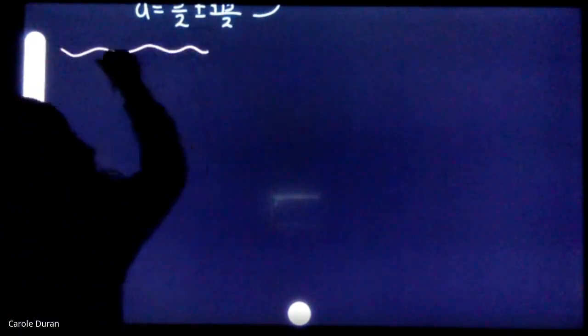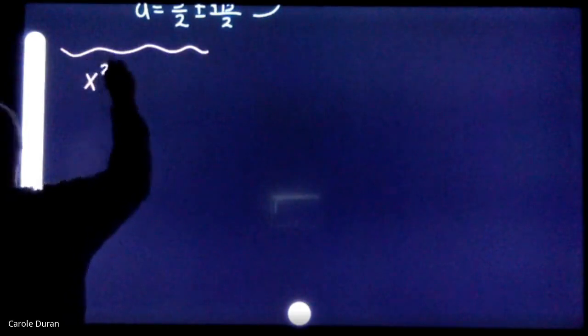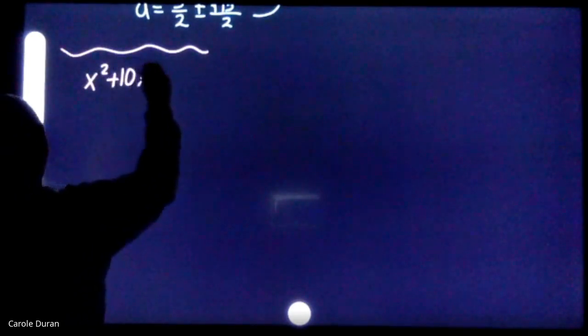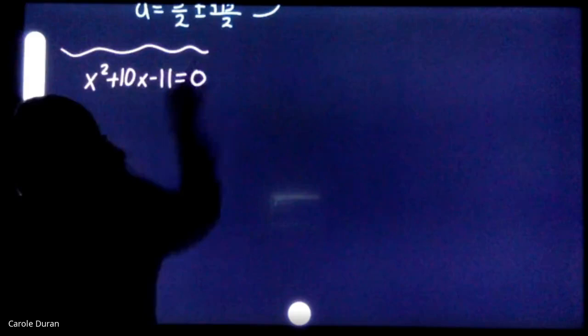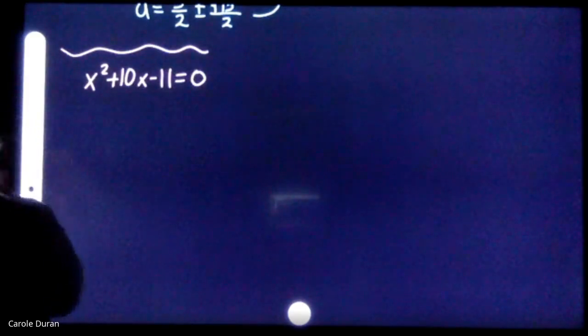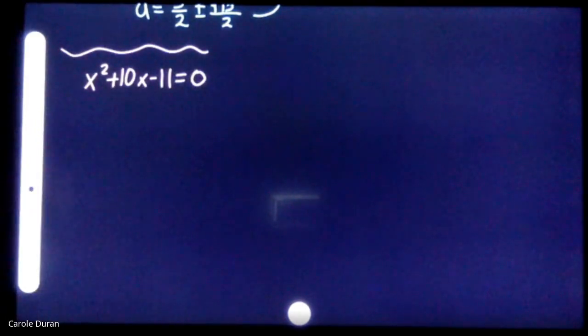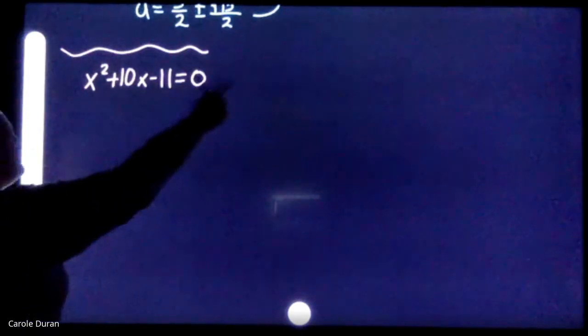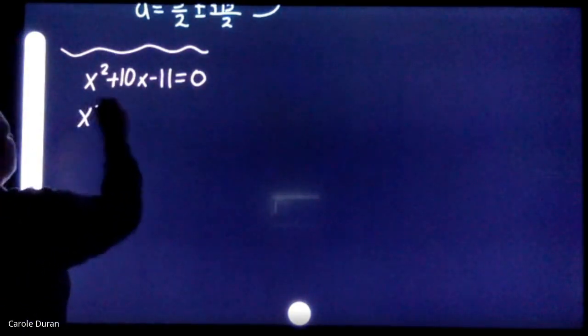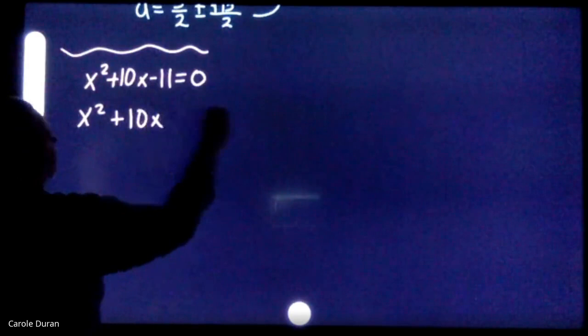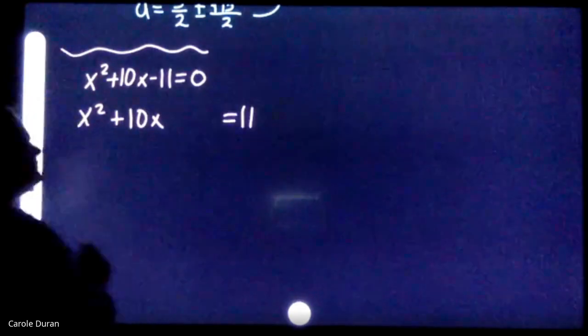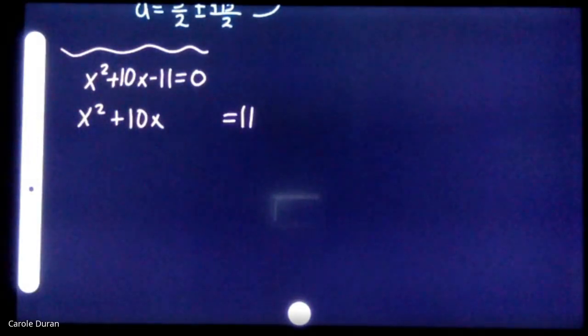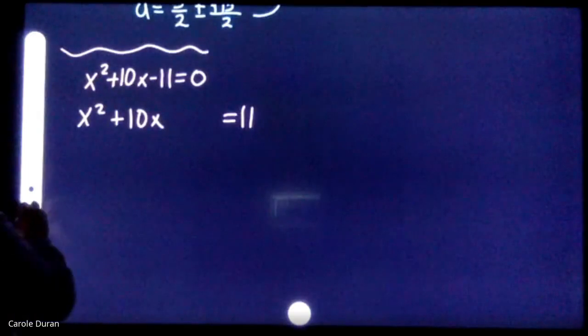My next example is going to be x squared plus 10x minus 11 equals 0. Everything's on the left-hand side, so I can go ahead and get started. There's nothing in front of my x squared, so I don't have to divide anything out. So my first move is to actually move the 11 over. Which then allows me to complete the square on the left-hand side.